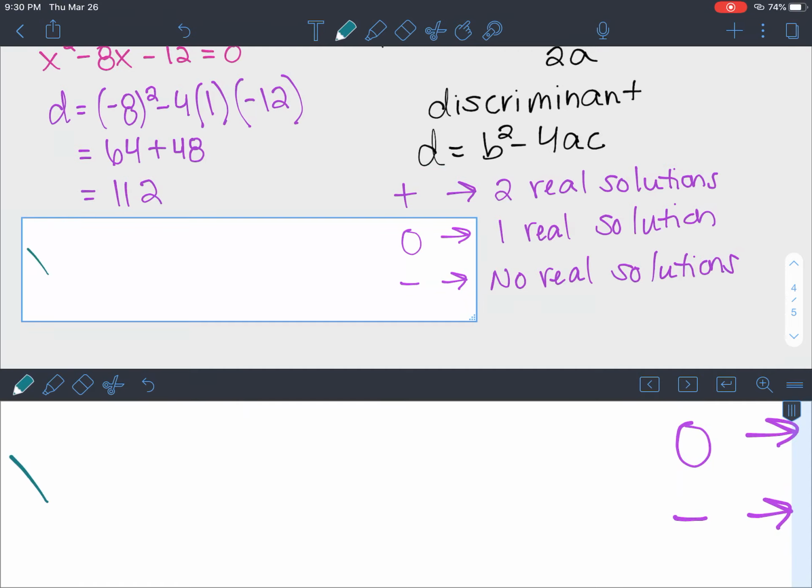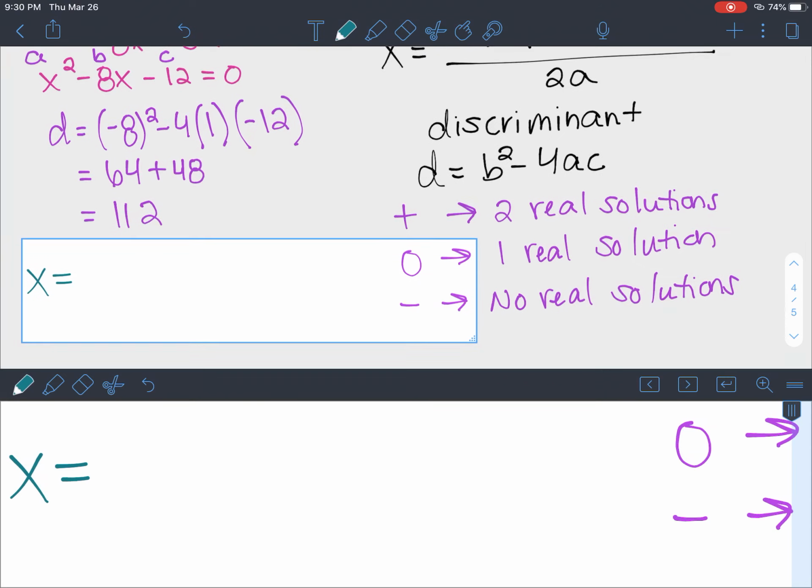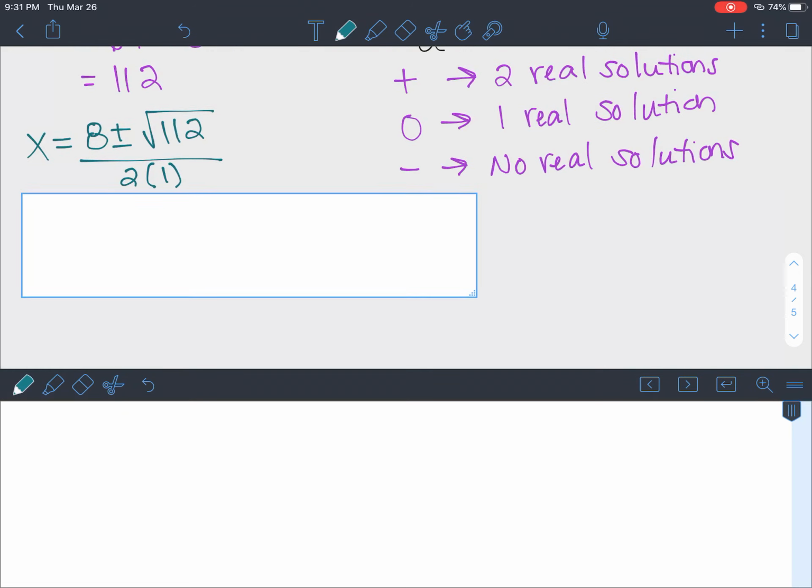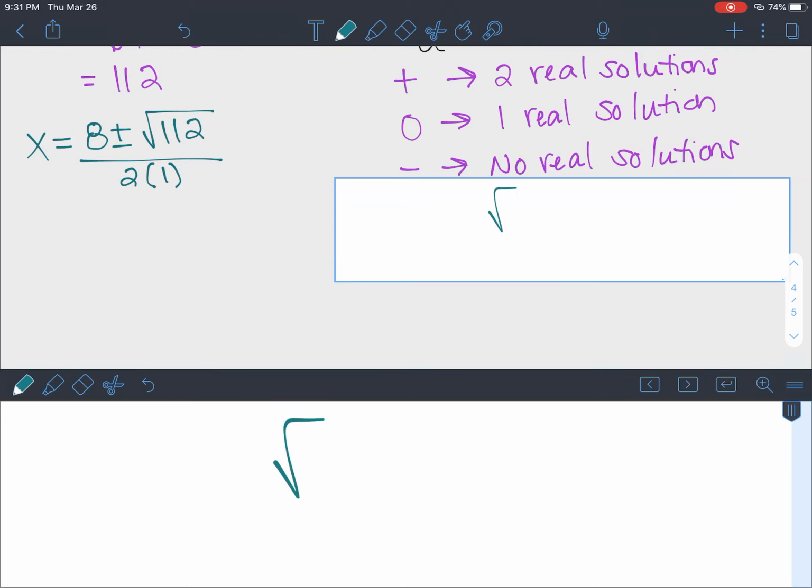So I'm going to set this up with x equals the opposite of my b value. My b value up here is negative 8, so I'm going to put 8 plus or minus the square root of my discriminant, which we just found was 112, all divided by 2 times my a value, which we said was 1. Then we're going to continue solving. The only thing that we can really do is figure out a perfect square that goes into 112. So we need to break down the square root of 112.